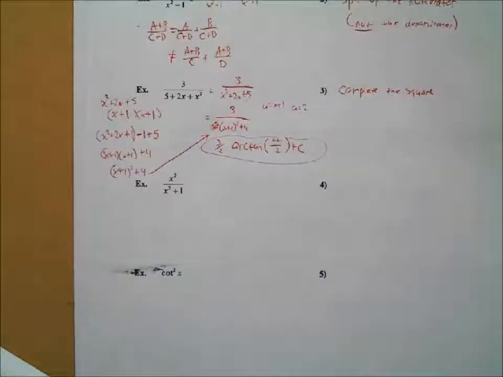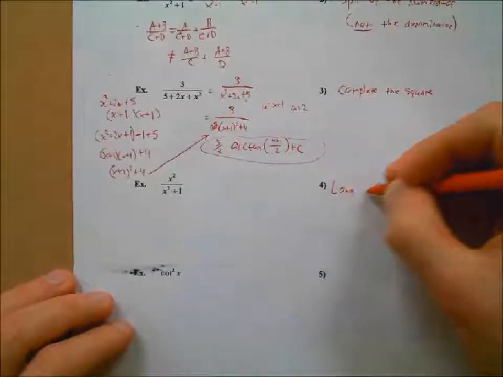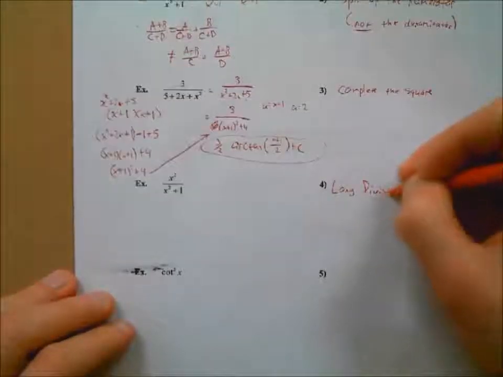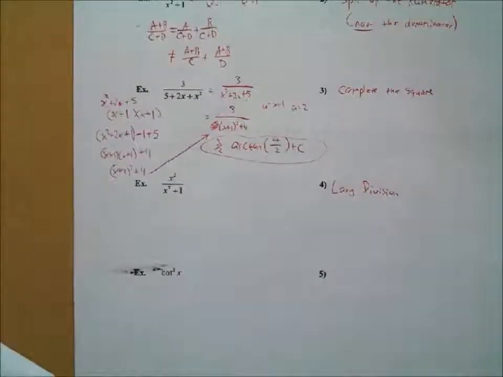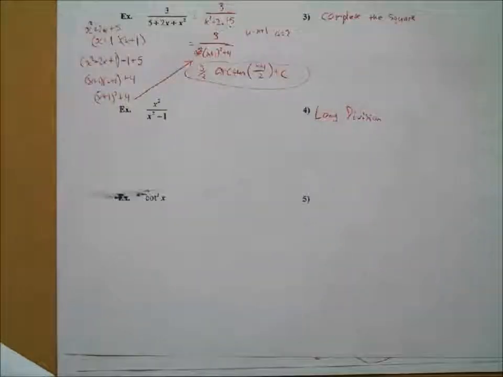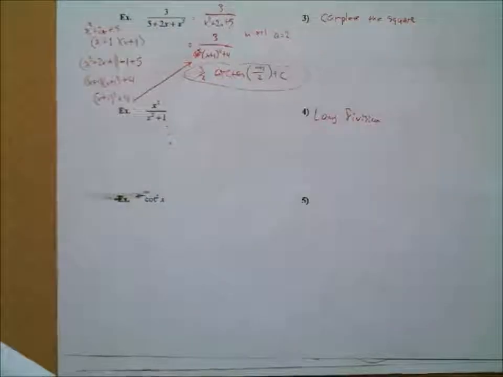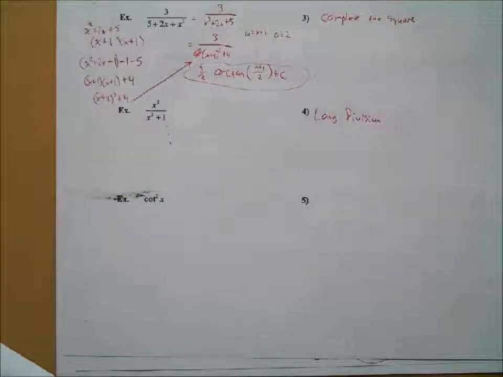Long division, okay? I'm not gonna go through that. Just long division, exactly right. Dot, dot, dot, all right? And then for our final one, with my smudged example there, all right, cotangent squared.